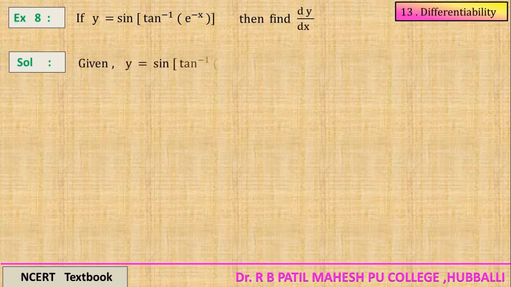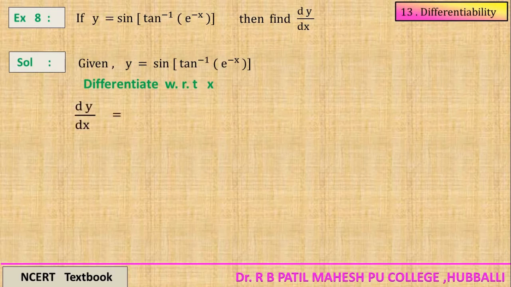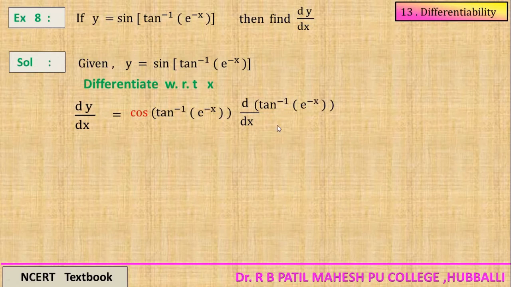First you write the given function sine of tan inverse e raised to minus x, differentiate with respect to x, dy by dx is equal to, first write the derivative for sine. When you write the derivative for sine, don't write the derivative of tan inverse e raised to minus x, keep it as it is. So that is cos tan inverse of e raised to minus x. Then d by dx of, now you write the derivative for tan inverse e raised to minus x.